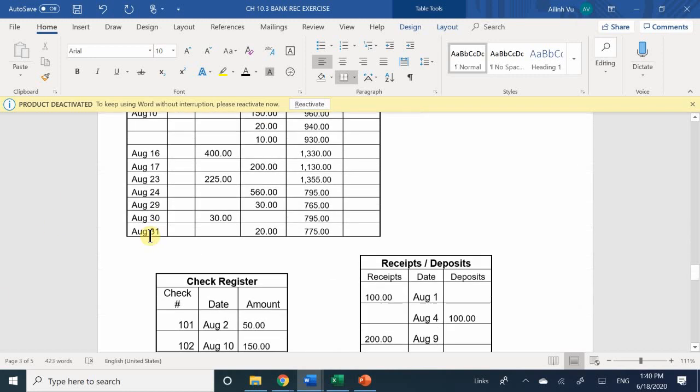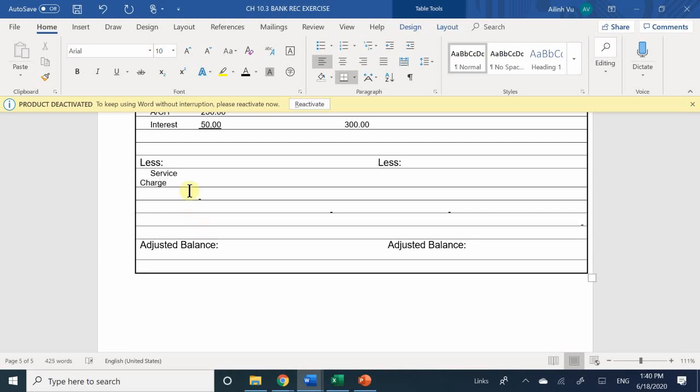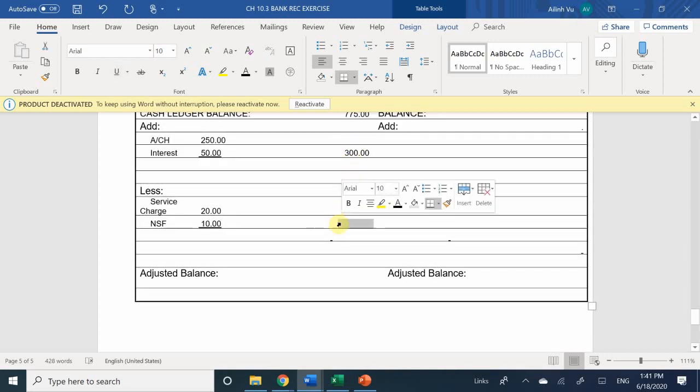So let's go ahead and insert that data here in my cash ledger. Okay. So I have a service charge and I have NSF. My service charge was for $20 and my NSF was for $10. So that gives me a total of $30.